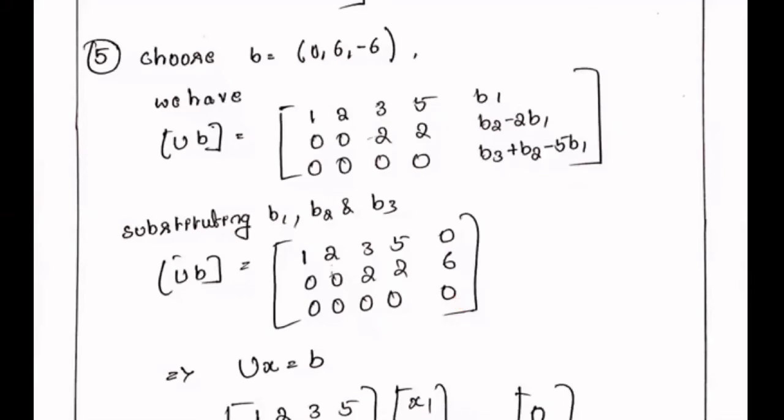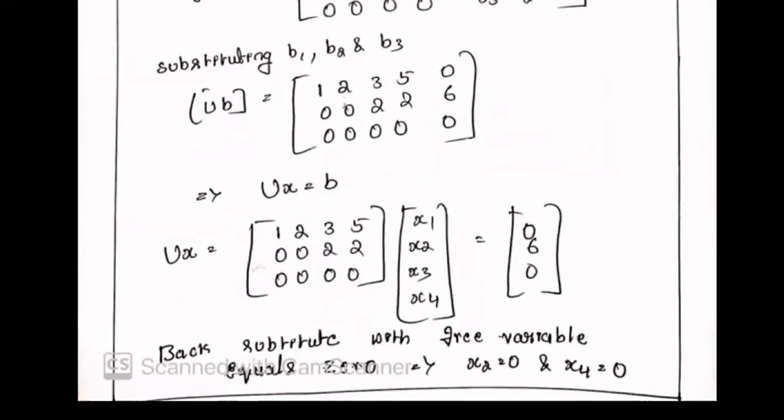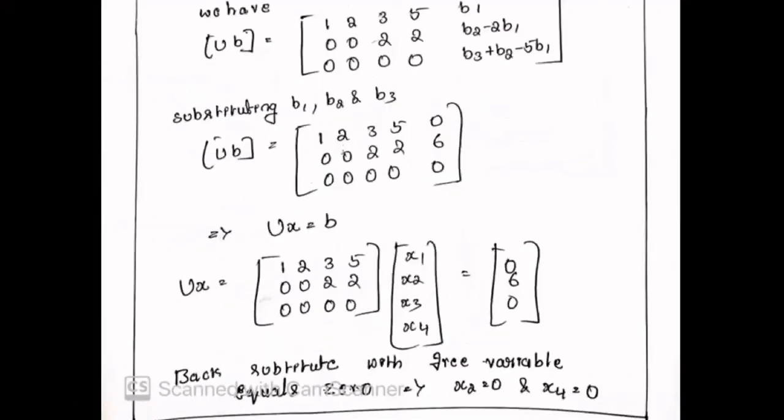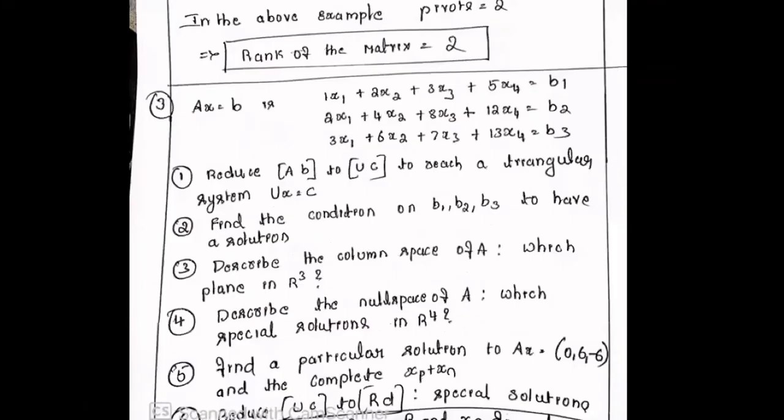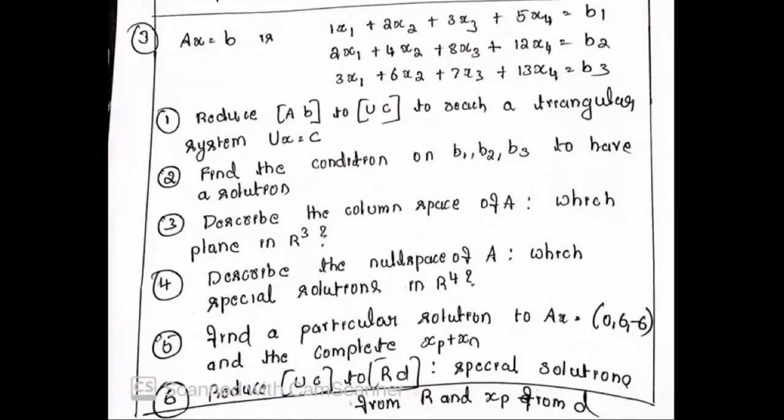So after substitution, in this fifth sub-question, what they are asking is that you have to find the particular solution by substituting B1, B2, B3. As you all know, the overall solution is nothing but the sum of the particular solution and the null space, right? We already calculated the null space, it's common. For the particular case 0, 6 and minus 6 as B1, B2, B3, now we are calculating the particular solution for it, okay?